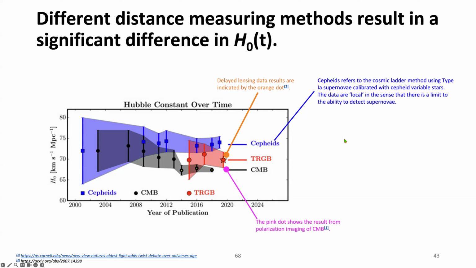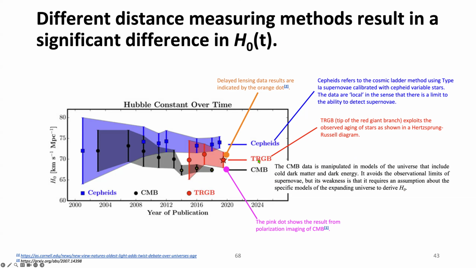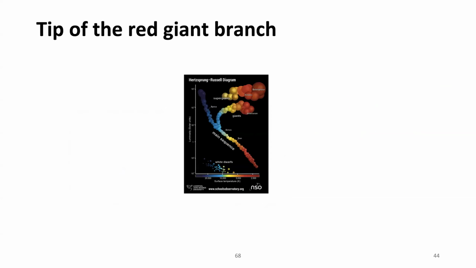So there's some little labels I've put on here to explain. This newer technique from Wendy Freedman relies on the aging properties of stars and the feature of a star like our own that as it ages, it becomes a red giant. And there's a characteristic property, the tip of the red giant branch, I'll show it to you in a second, that can be used to get the age and distance from a particular star.